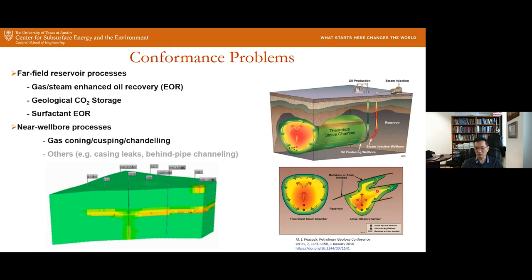For example, if you do have a couple of high permeability channels going through the steam chamber, you can see it's not going to look very nice and symmetric. Instead, steam is going to channel out of the target zone. And so this is another example of the conformance problem in steam injection.